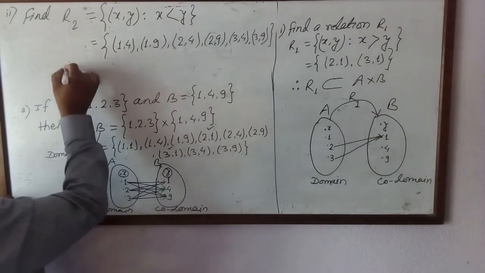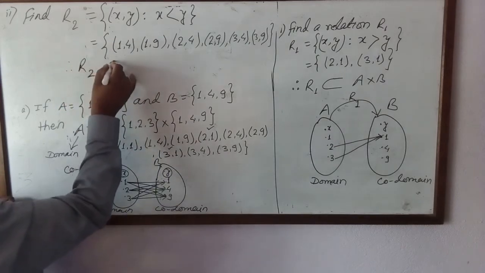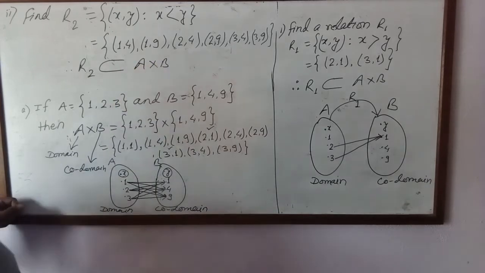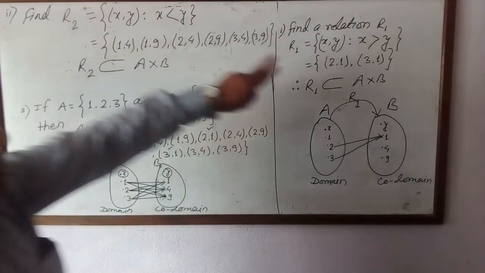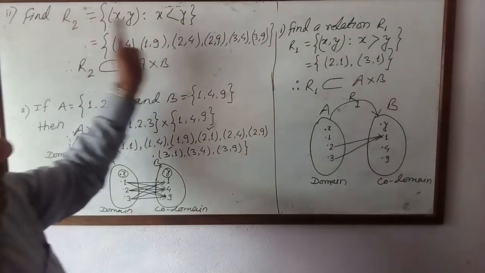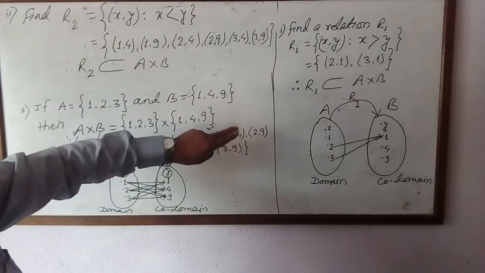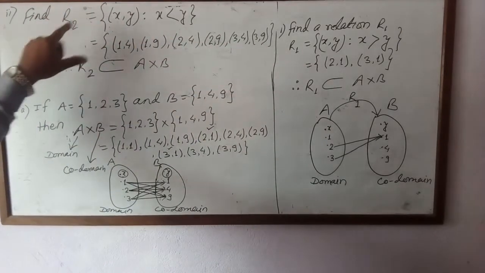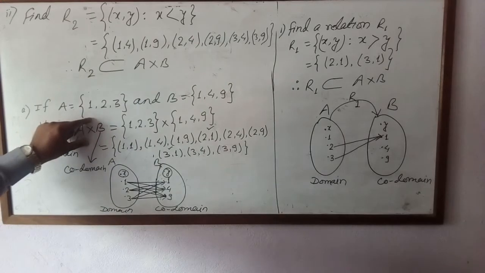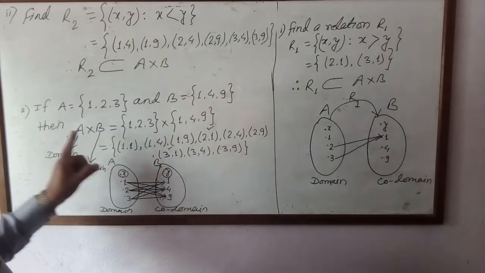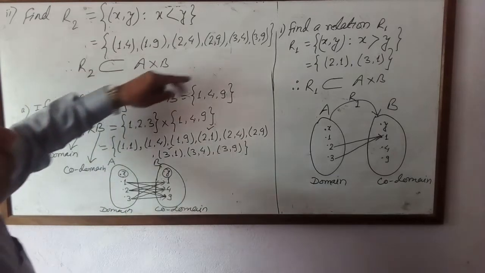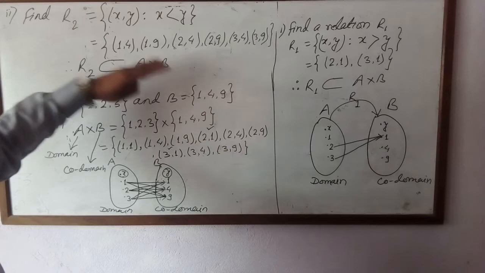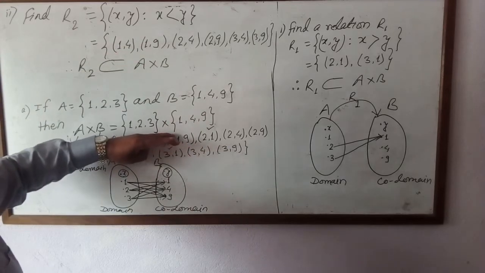That's why this R2 is also a subset of A cross B. Now this is also a relation, and this is also a relation. Two examples of relations I have given here. Both relations R1 and R2 are derived from A cross B. Just like this we can take different sets, and so many relations we can make from here.